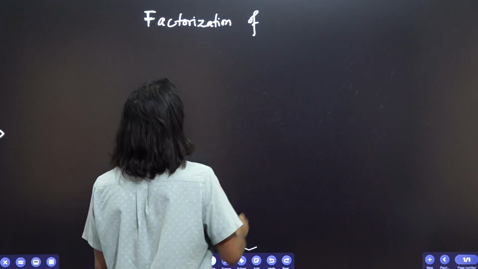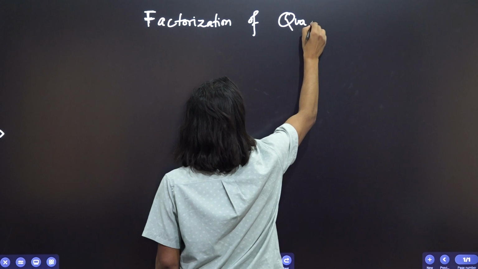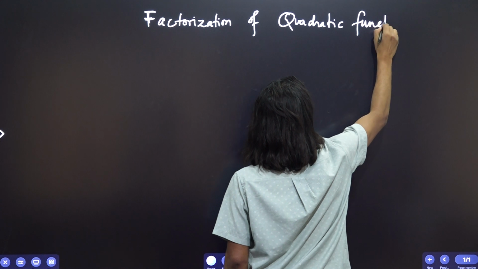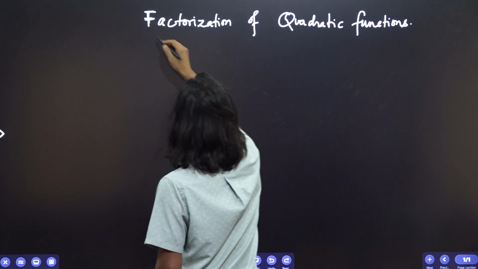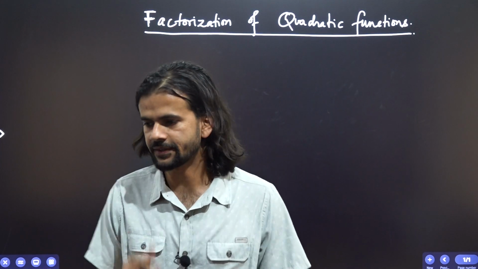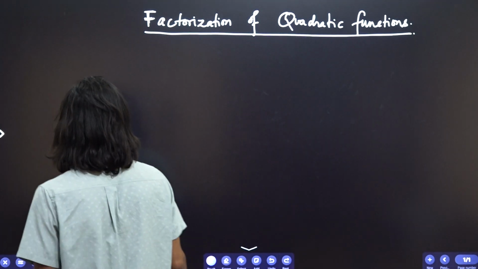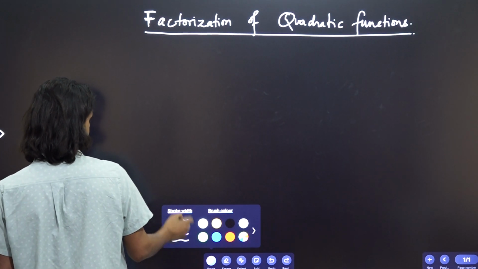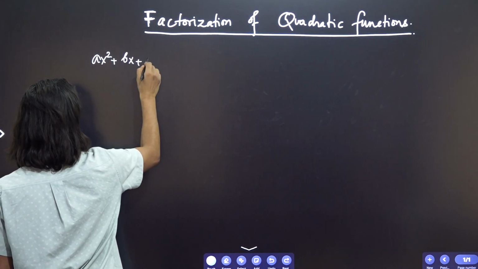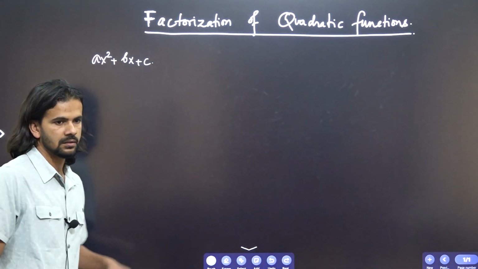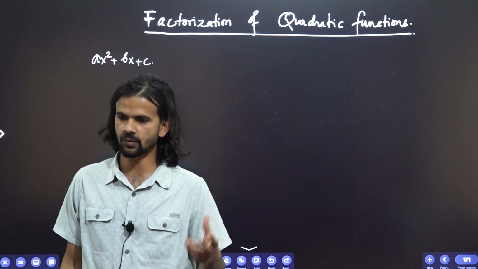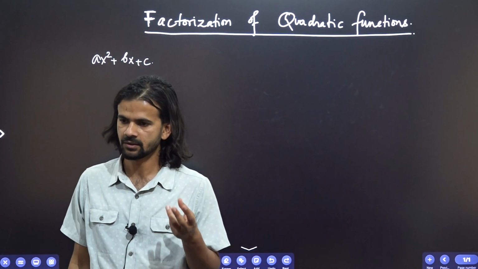Factorization of quadratic functions. What is a quadratic function? A quadratic function is a function of the form ax square plus bx plus c, and this form is called a quadratic function.